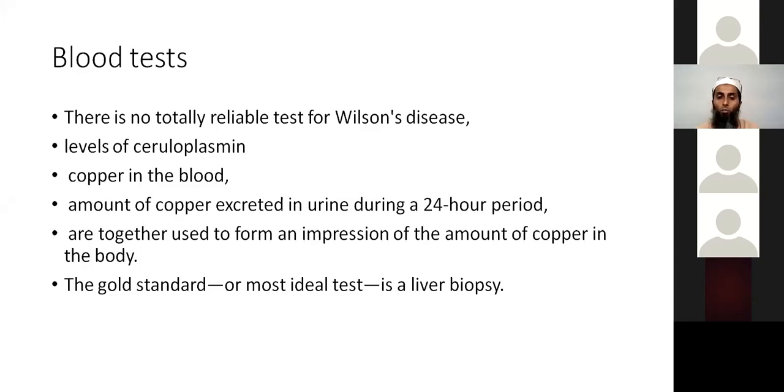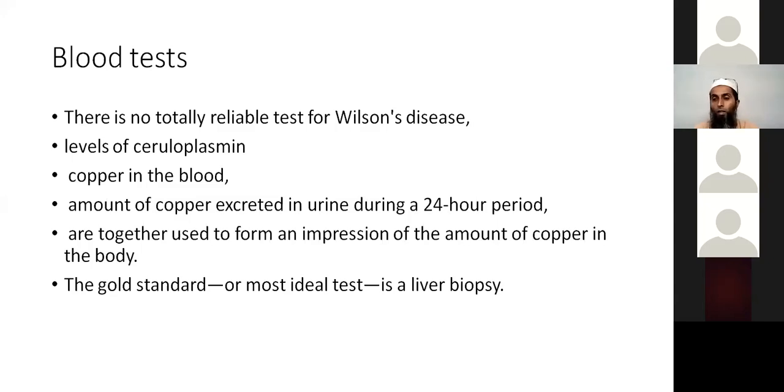So what is ceruloplasmin? Ceruloplasmin is a protein that carries your copper, right? So if you have low level ceruloplasmin, that means there's a problem, there's a gene problem. The gene is not producing the protein that is required, and that's what is causing Wilson's disease. Okay, so you may have low serum ceruloplasmin levels, you may have high copper levels in the blood, you may have increased level of copper excreted in the urine.